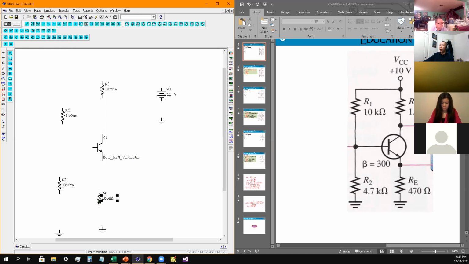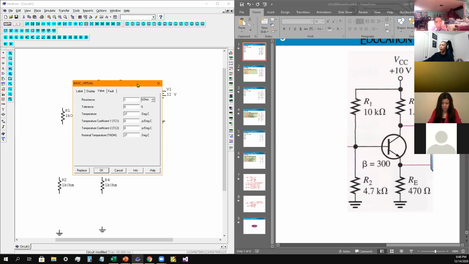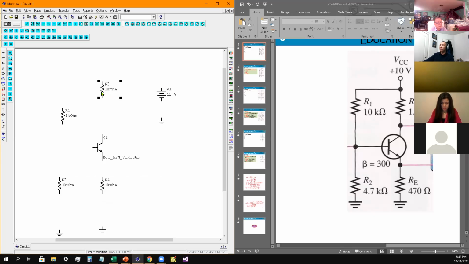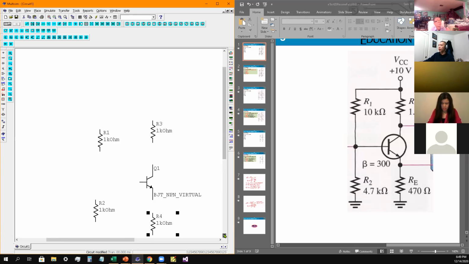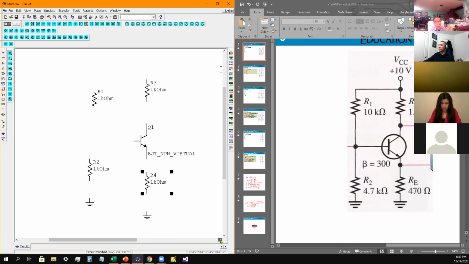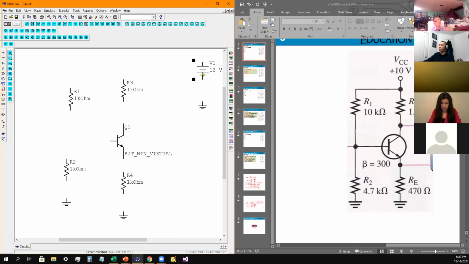Now we want to put it close to where all the parts are before we start connecting the circuit. So I move this one up a little bit, and we can make it a little bit bigger. Now I have to scroll this one over and this one over.